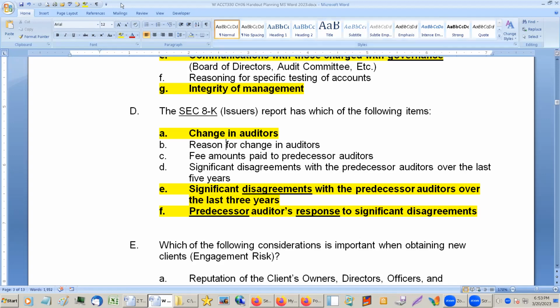But the significant disagreements, the way that comes about is the company files and says, here are the significant disagreements. The SEC gives it to the predecessor auditor, the old auditor, and says, is this everything? And it's a yes or no response. So the response they're talking about is basically saying yes or no. For the SEC to accept it, it's going to have to be a yes.